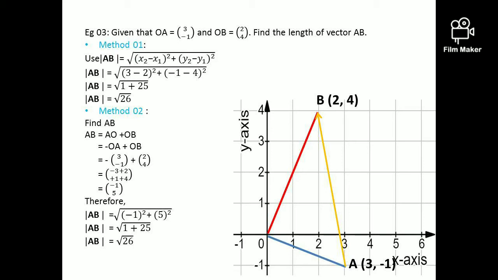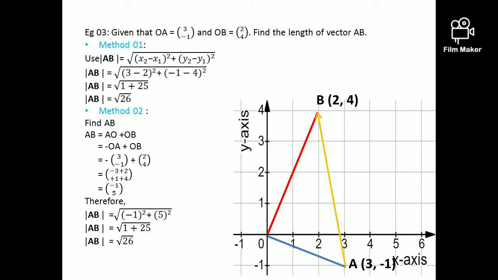With that, I have selected the coordinate (3, -1) as x2, y2 and (2, 4) as x1, y1. With that, you can substitute: the difference between x, 3 minus 2, whole thing squared, plus the difference of y, minus 1 minus 4, whole thing squared. If you simplify, you receive the answer as square root of 26 for modulus of AB. That is the first method.